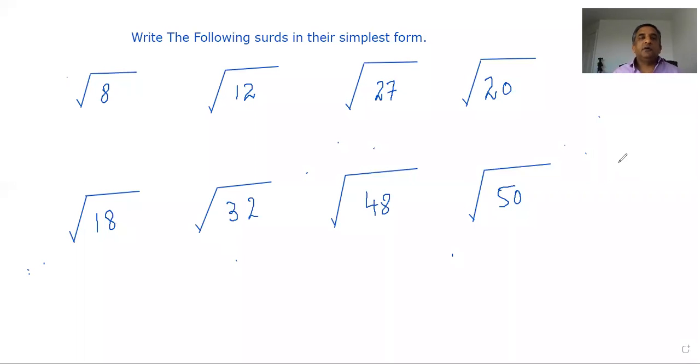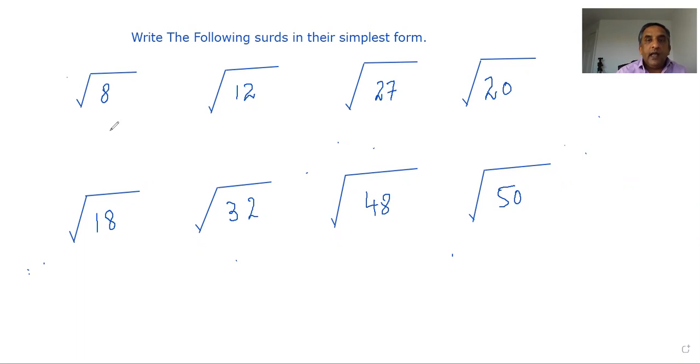Hi, in this video, I'm just going to show you how to work out the Surds questions. Basically, as you can see, there are 8 questions given. It says, write the following Surds in their simplest form. So what we have to do is write them down in their simplest form. How can we do them?